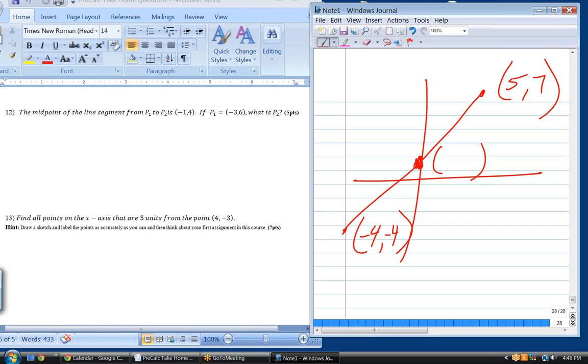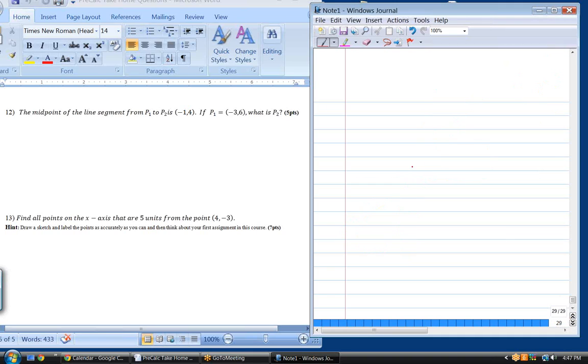Plus negative 4 is what? Would that be -9? No. 5 plus -4 is 1. Remember, you've got to be halfway between these 2 points. Think of it as a number line. There's -4. There's 0. There's +5.